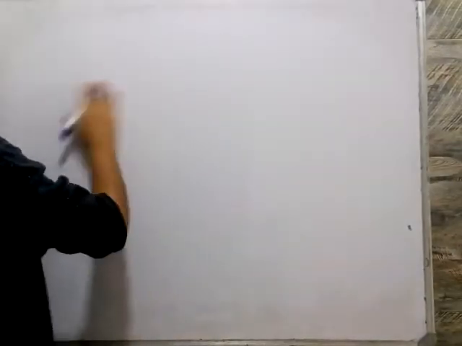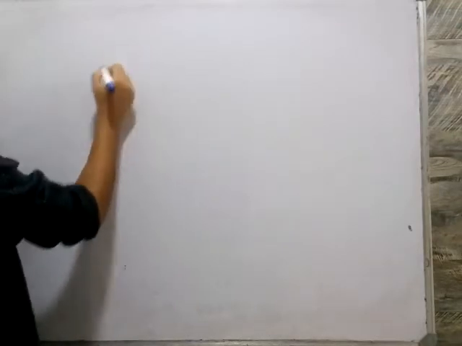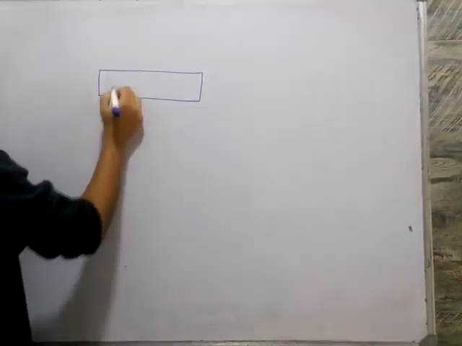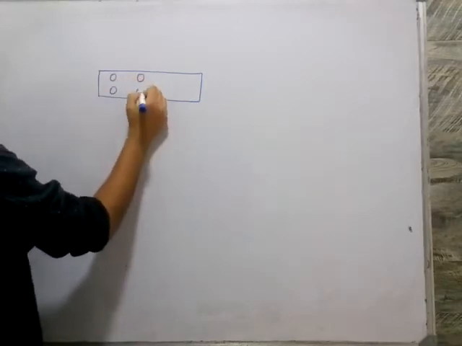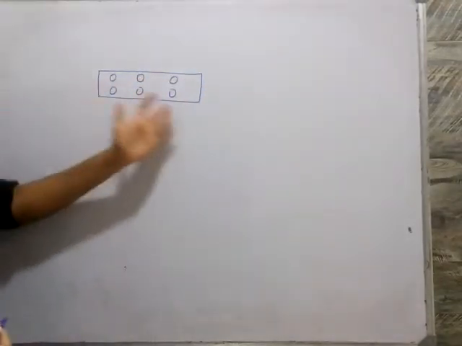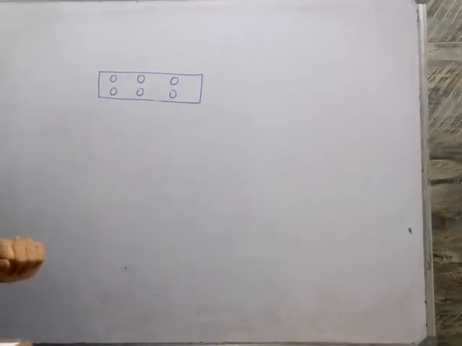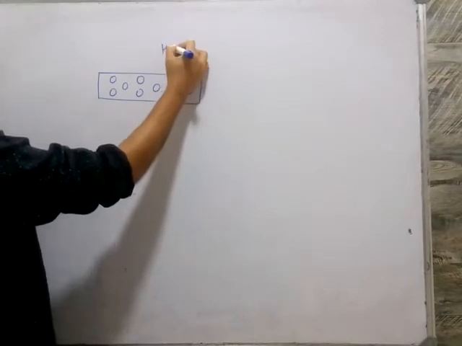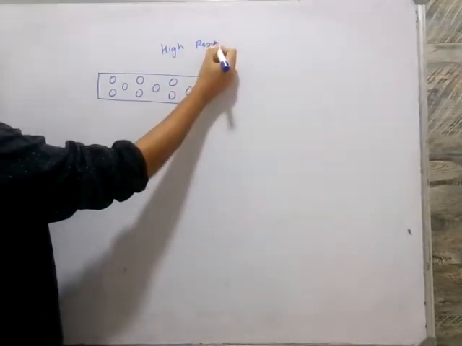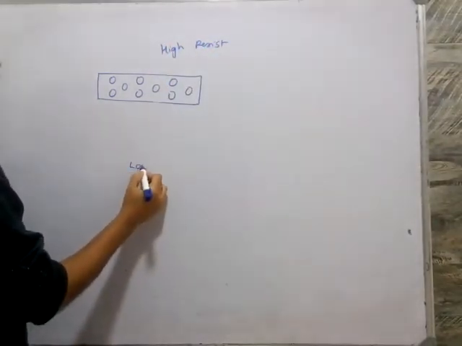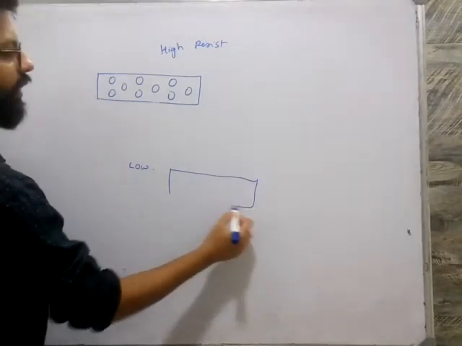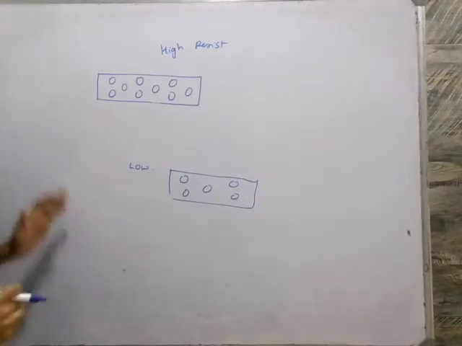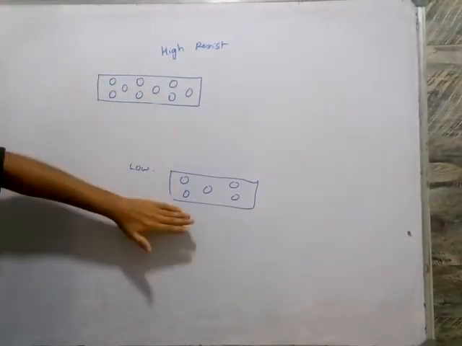Now I'll show you high resistance and low resistance. If I take a conductor, a copper wire, it will have copper atoms. These are nothing but atoms. So this is an example of high resistance. And if I take low resistance, this same wire, for example, has fewer atoms. We'll assume that here there are many atoms and here there are fewer atoms.